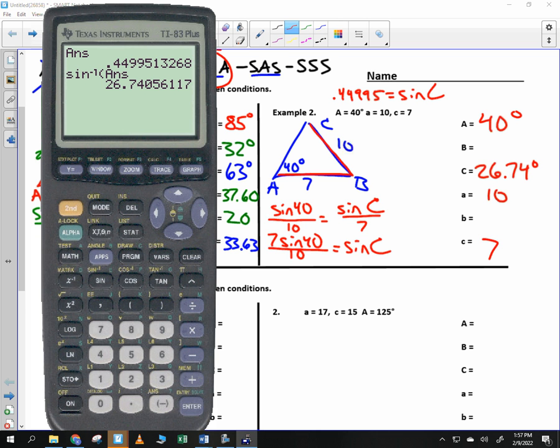Yep. How do you find B? 180 minus 40 minus, like you said, 27 or 26.74. I'm going to go second answer, just throws it right in there, and I get 113.26.